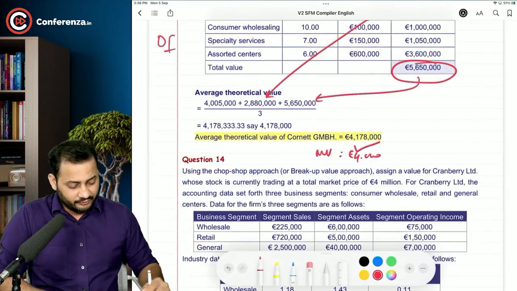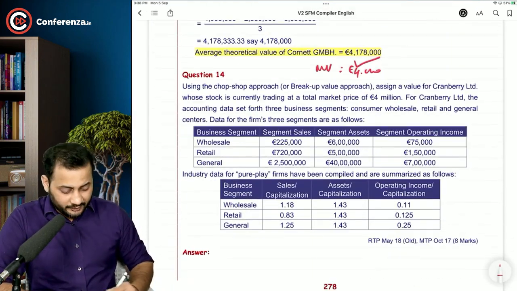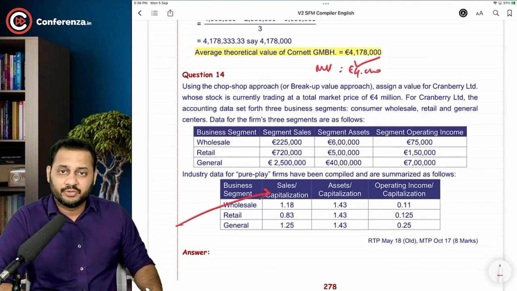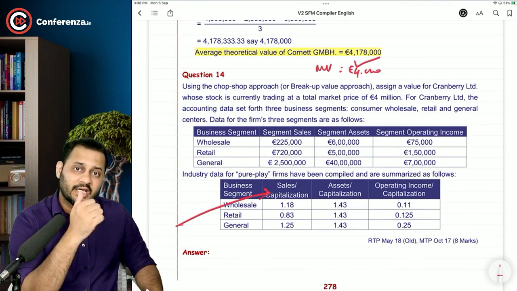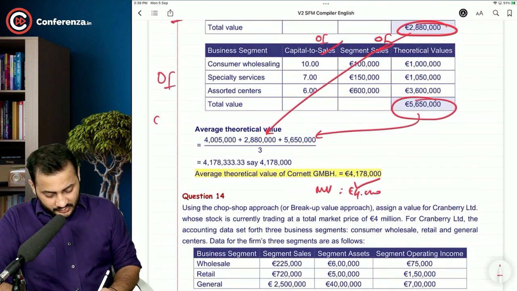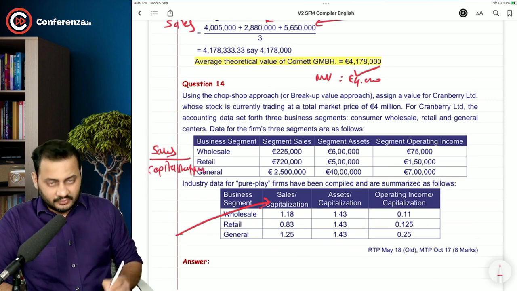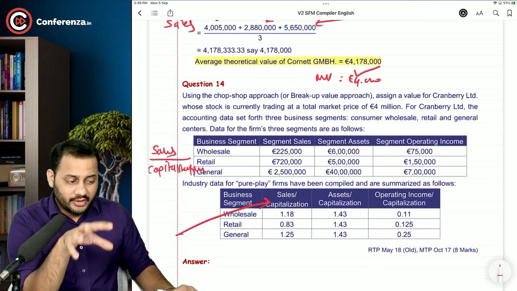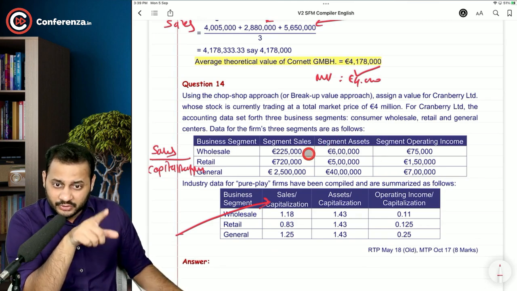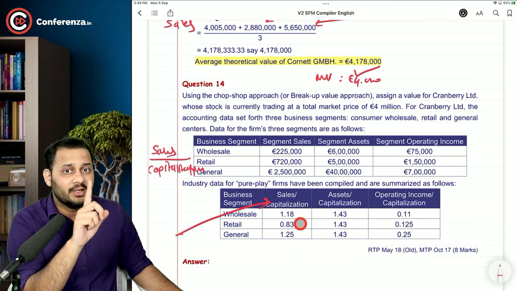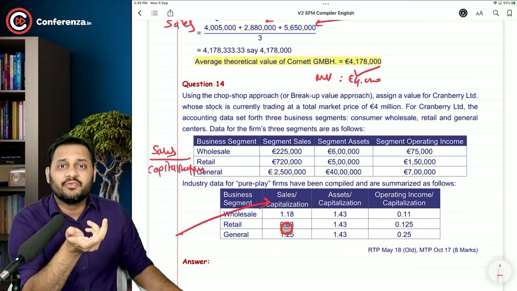A lot of students got confused about why this has been done, but they never paid attention to the type of ratio it has been given. In the previous question, it was capitalization by sales, and in this question it is sales by capitalization, and that has made all the difference. So instead of multiplying as you did in the previous question, you are going to divide 2.25 million euros with 1.18. Do not multiply, divide it, because the formula is twisted.